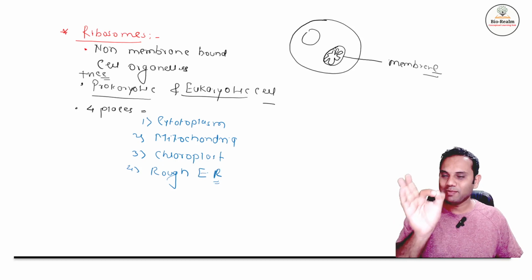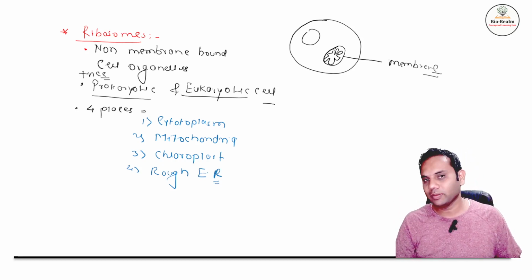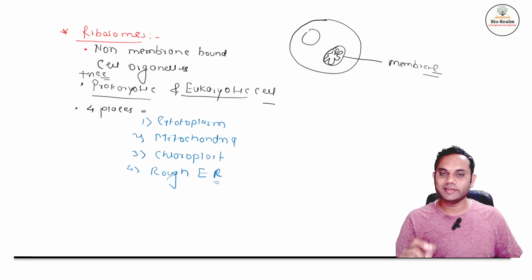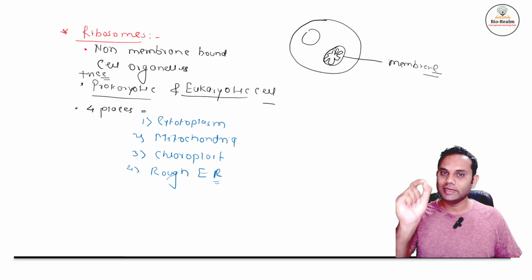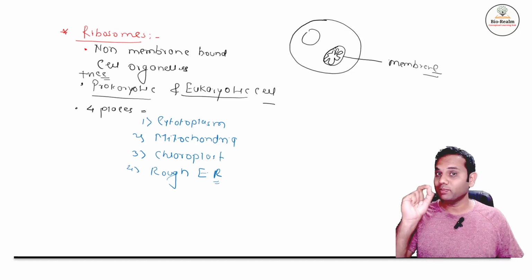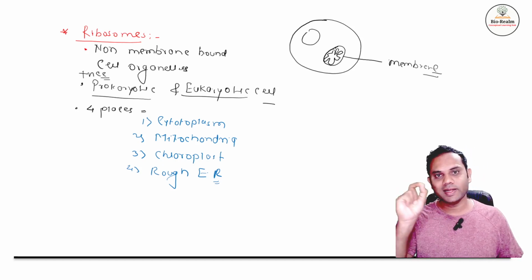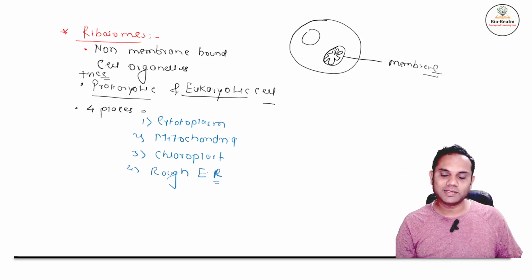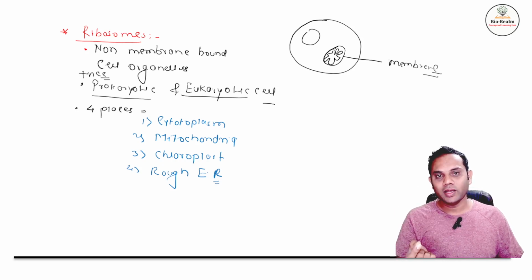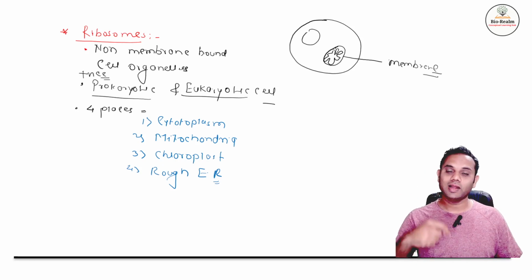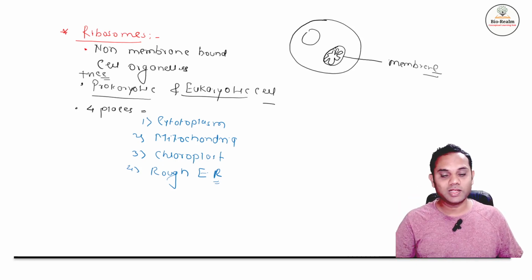If we are asked about the ribosome, an MCQ might be asked on that. So these 3-4 characteristics should be remembered: it is a non-membrane bound organelle. It is present in both prokaryotic as well as eukaryotic cells. It is present at 4 different places: in cytoplasm, in mitochondria, in chloroplast in case of plant cells, and last, on the rough endoplasmic reticulum.